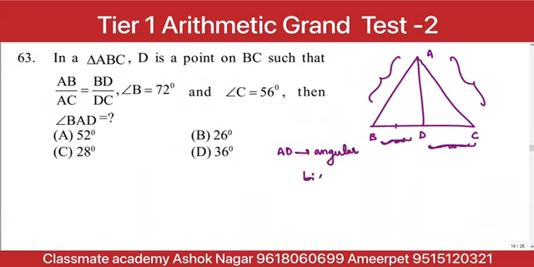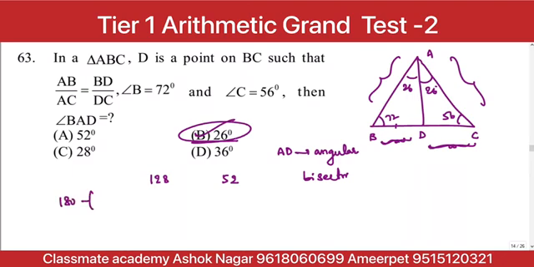What do you know about an angular bisector? An angular bisector divides the opposite side in the ratio of its adjacent sides, right? I know that this is 72, this one is 56. Put together it is 128. What is the remaining angle? 52. So divide it by 2. This becomes 26, and this also becomes 26. He's asking you BAD, that is 26. So simply the answer is what?